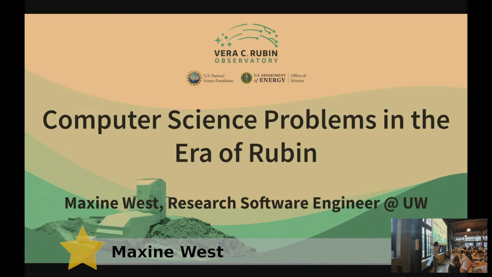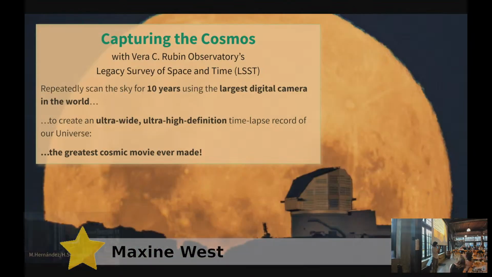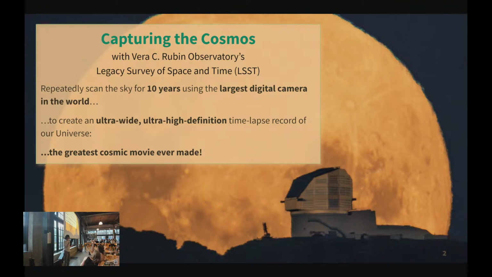Just as a raise of hands, who here has heard of the Vera C. Rubin Observatory before? Okay, approximately 75%. So if you've already gotten all the pro-Rubin propaganda from previous talks, you can go pee or get a beer, because since so many people work with Rubin at UW, it's probably repeated a million times. But I will give a brief, approximately 10-minute introduction to the Rubin Observatory. And then I'll talk a little bit about computer science problems and how we as software engineers help astronomers solve those problems using computers.